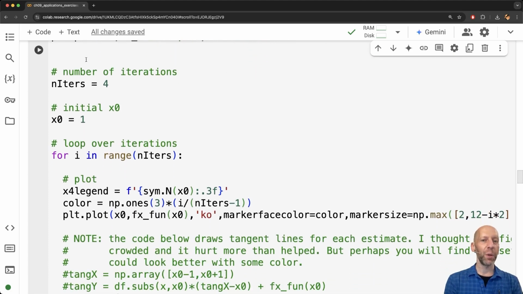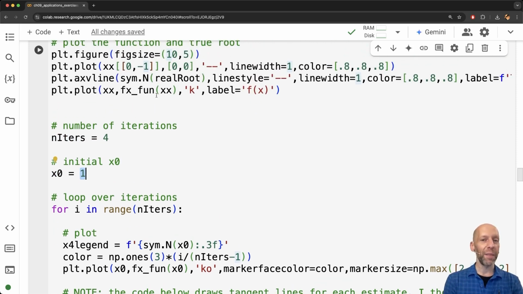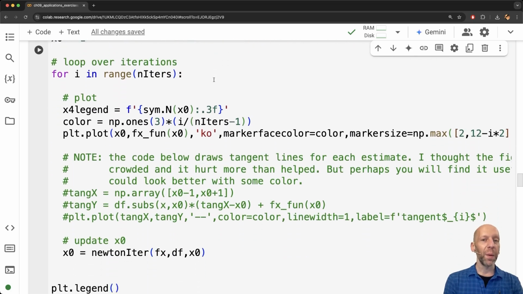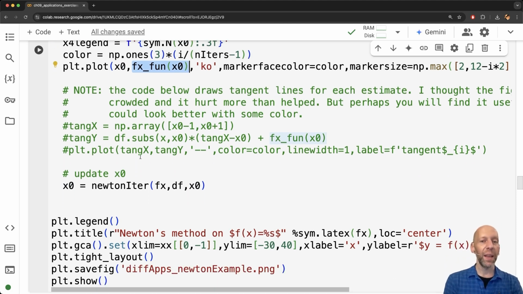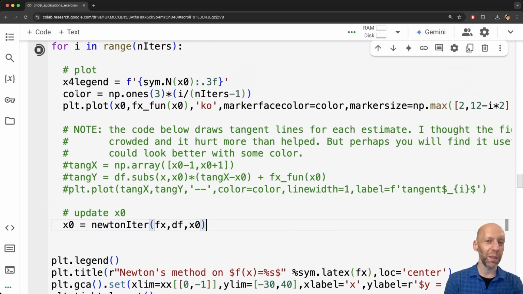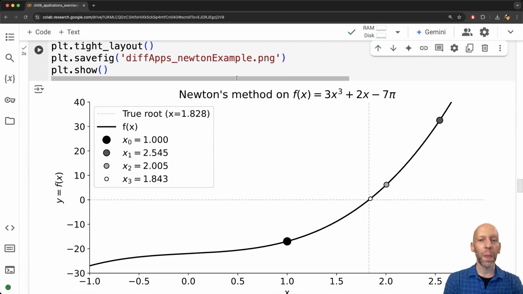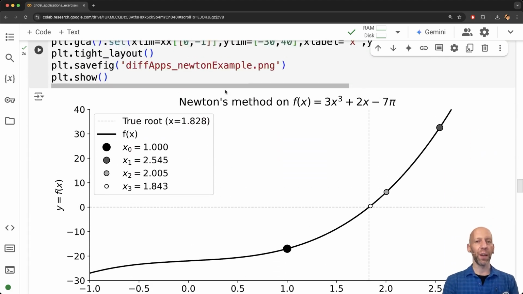Okay, and then what I'm doing here is specifying the number of iterations and the starting value to loop through Newton's method for approximating the root, now that we have the exact root. Basically, I'm just plotting the value of our estimate of the root and the function value at that x-axis estimate, and then I'm updating x naught. The rest of it is just some things about setting the color and so on. Here's the legend and so on. Okay, so this reproduces the figure in the book.